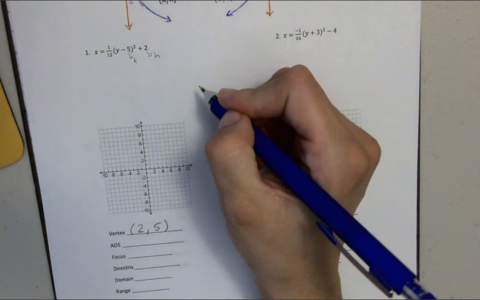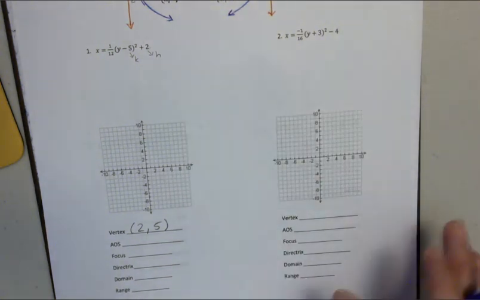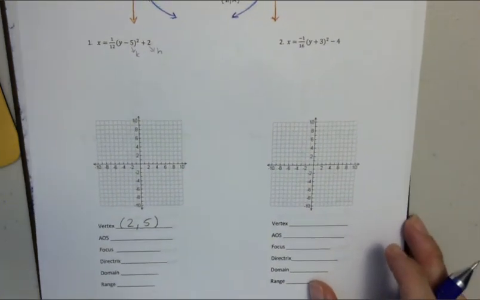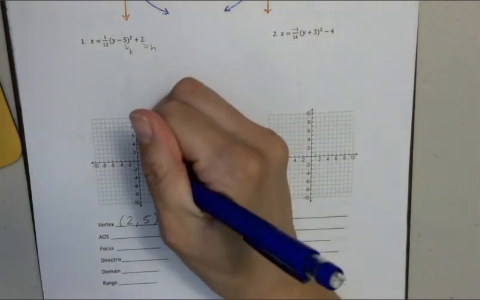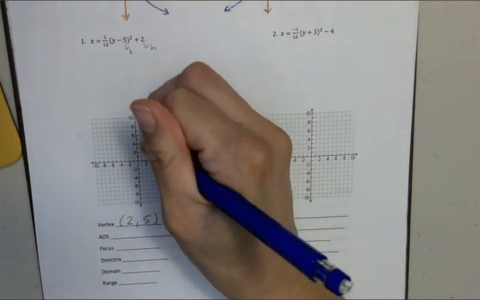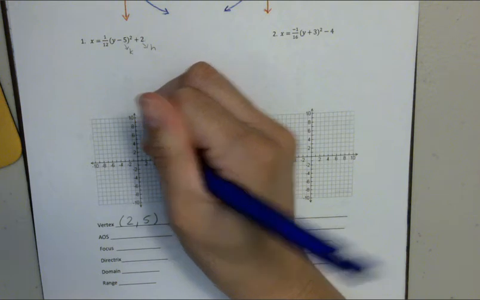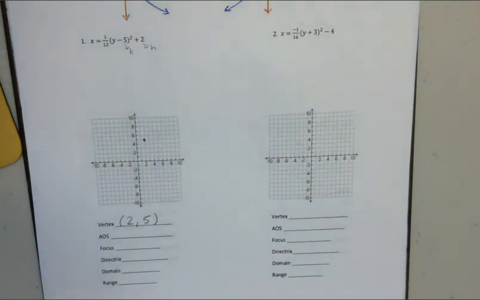All right, let's start by plotting our vertex. So (2, 5). We're going to plot that first on our graph. (2, 5) is right here. So there's our vertex at (2, 5).